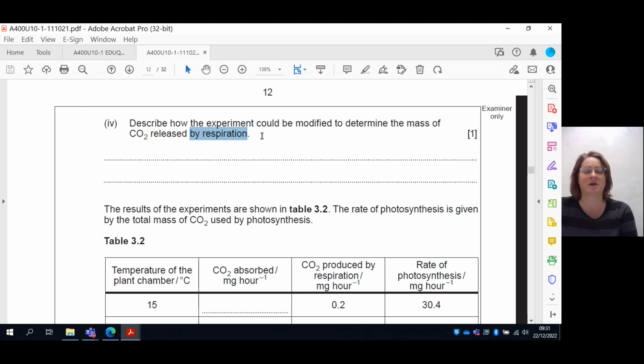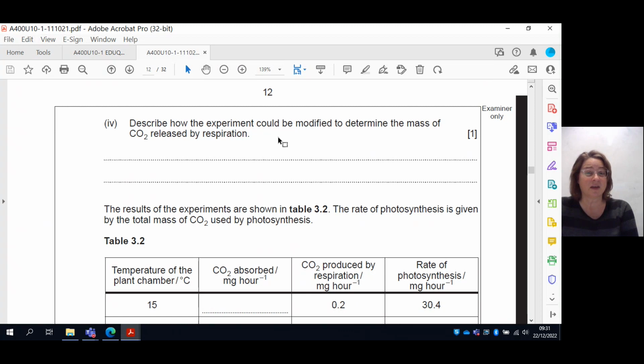You've got a plant. A plant does respiration. It does respiration day and night because it's alive day and night. So in the light and in the dark, it will do respiration. But if you want to actually just get to the respiration CO2 producing rate, what you want to do is get rid of the photosynthetic absorption of carbon dioxide.